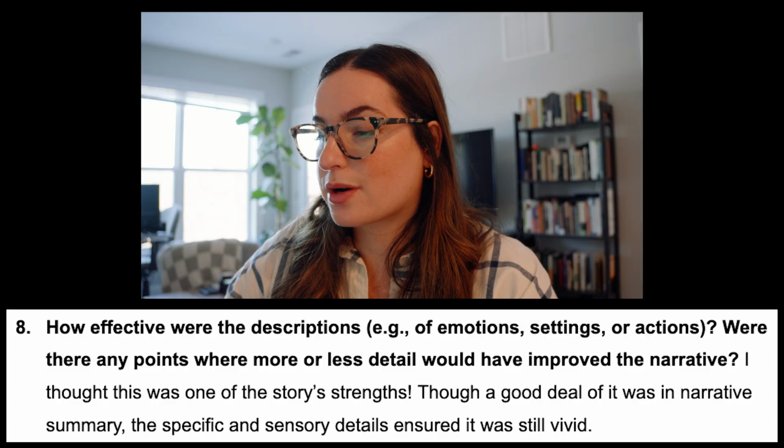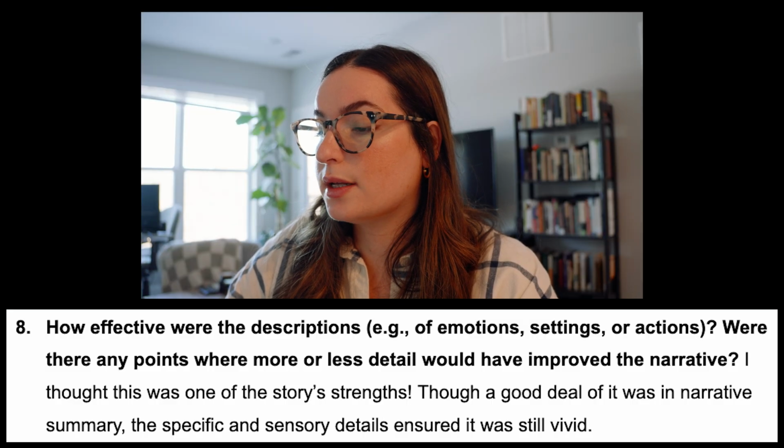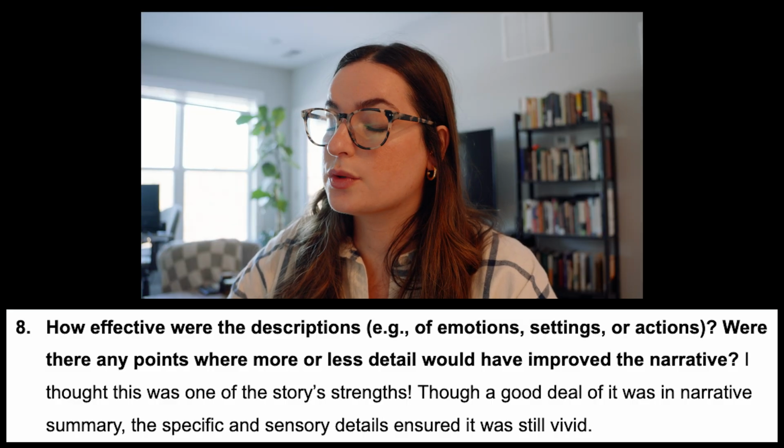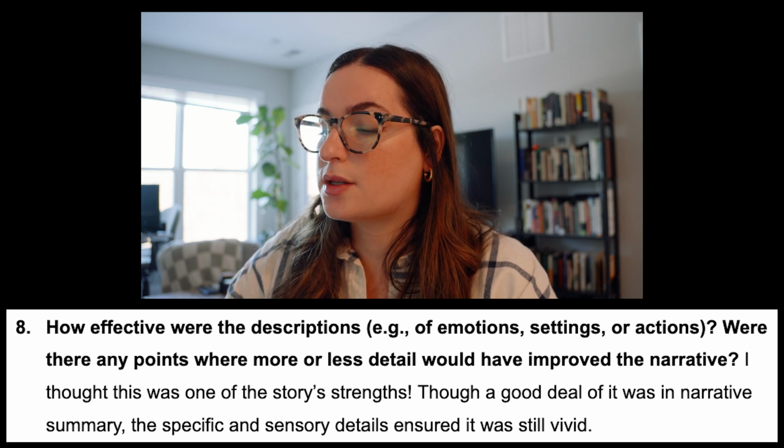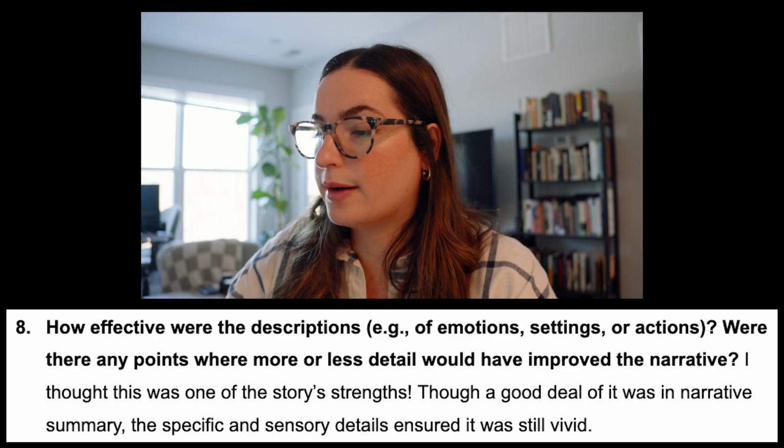How effective were the descriptions? Were there any points where more or less detail would have improved the narrator? I thought this was one of the story's strengths. Though a good deal of it was in narrative summary, the specific and sensory details ensured it was still vivid.